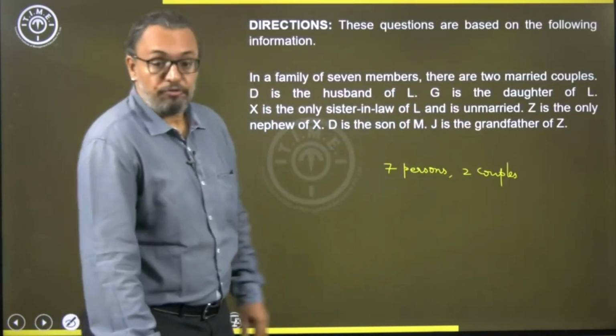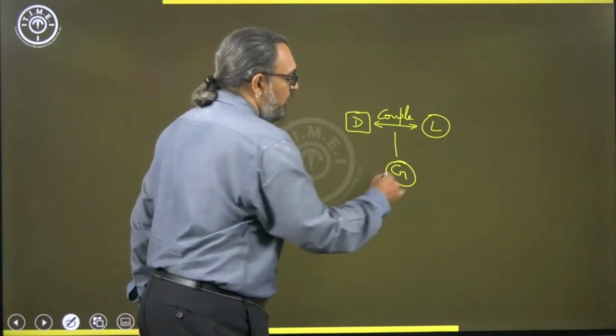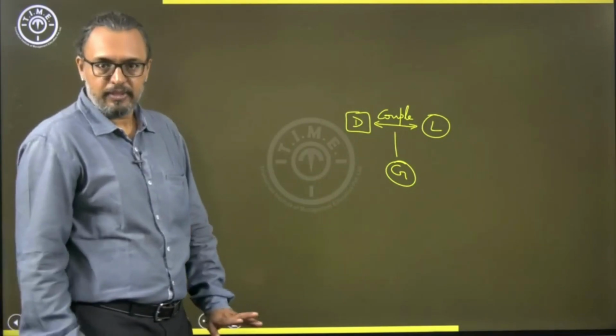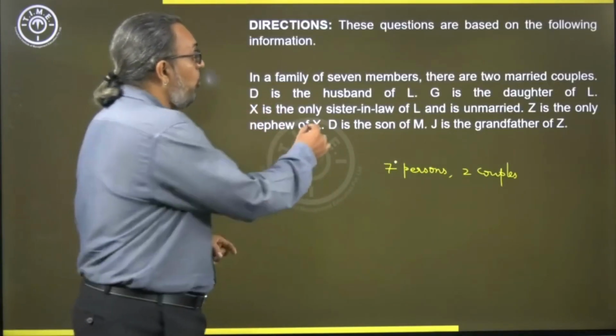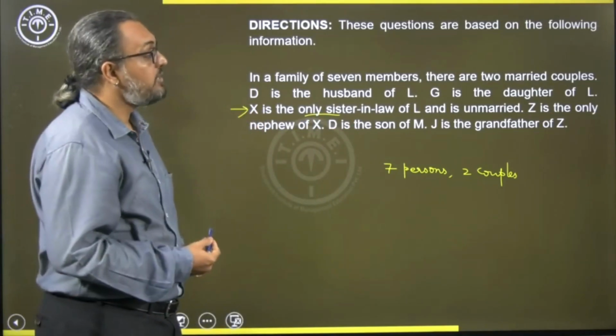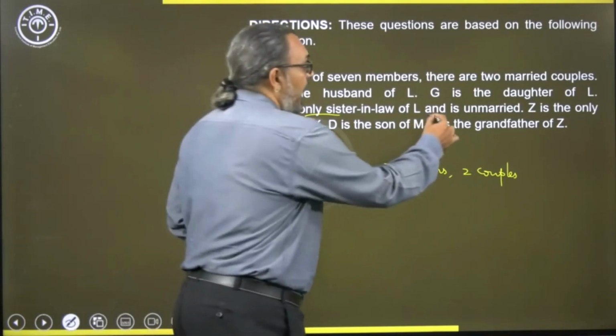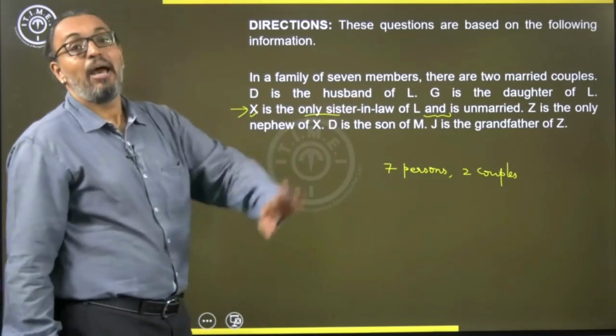Then, G is the daughter of L. So, we have G who is a daughter to L. So, G is also a daughter to D. Correct. Then, we have X is the only sister-in-law of L, and it again means X is unmarried.